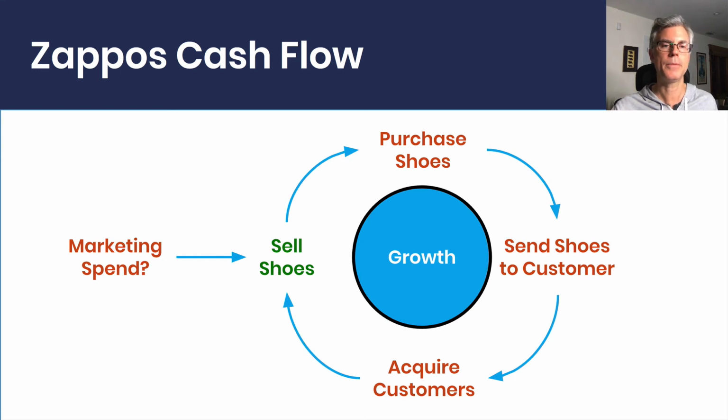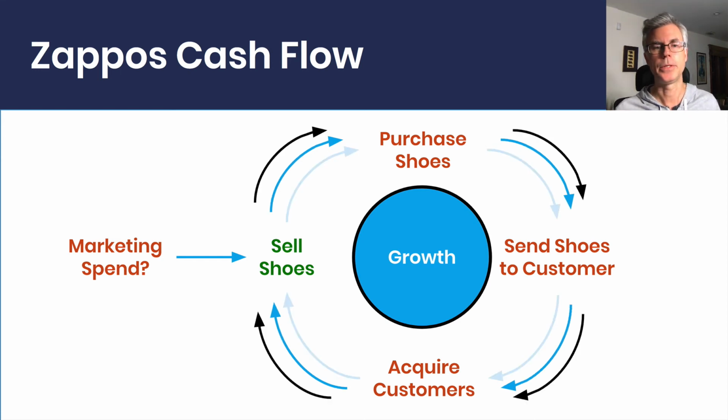And then the way the flywheel works is that you grow the business by doing more and more transactions. So you sell more shoes, you purchase more shoes, you send shoes to the customer, you acquire more customers, and this becomes a positive, reinforcing, growing cycle. That's how you grow the business. That's how the cash flywheel works. And this business model is very attractive because you never spend more cash than you have. So you could actually start this business, and you see this business in drop shipping.